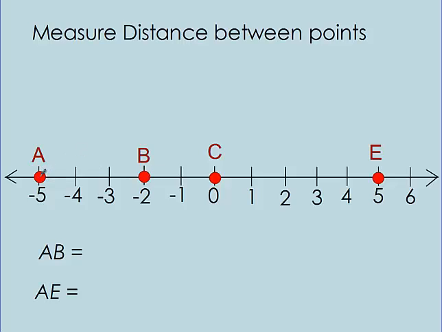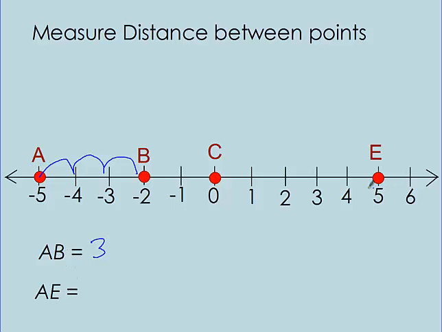One way you can do that is just count. How many hops? 1, 2, 3. So distance between AB right here is 3. And this is the notation we use. If you see AB italicized in the books, this means the distance between points A and B. That's notation. Now let's try AE.